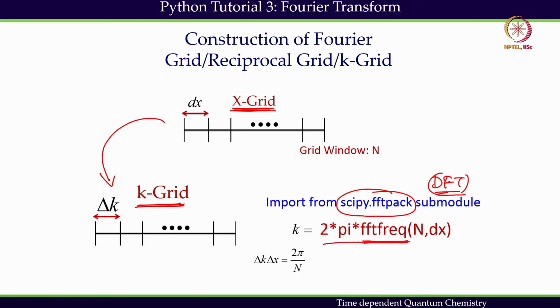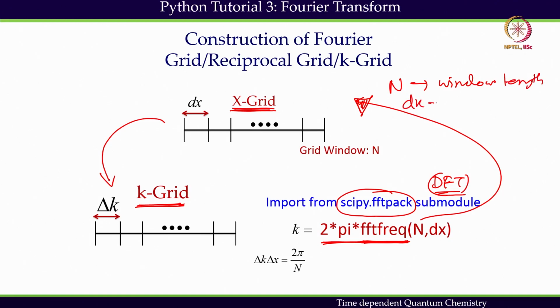So, this is the final equation to get the K grid points, and as an input what I need is taken from the nature of the K grid point. The first is the n, which is the window length, and dx is the spacing in the X grid point. So, once we know these two inputs, we will be able to construct the K grid points with the help of this simple FFT FREQ functionality.